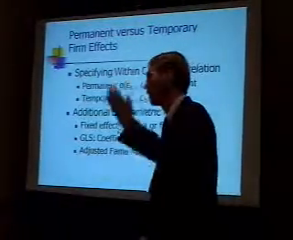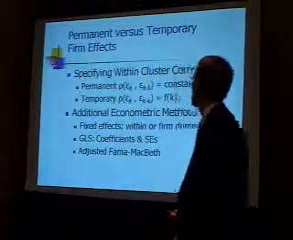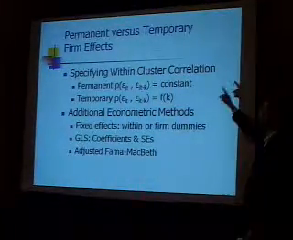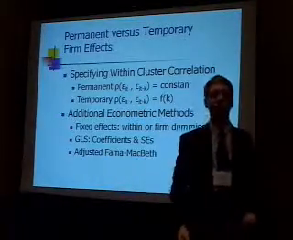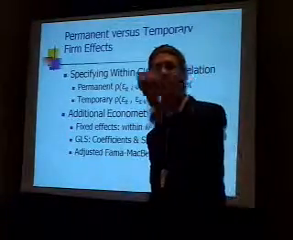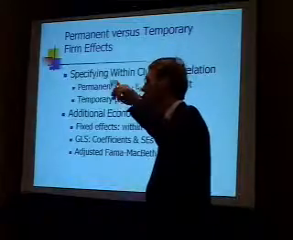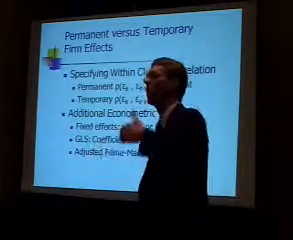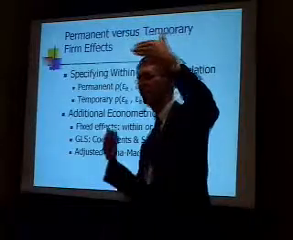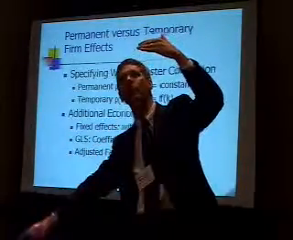On the Fama-MacBeth, on the clustering, not so much. Okay, the permanent one is that correlation is going to be constant. The temporary one, I'm going to have two things. I'm going to have a permanent component that doesn't die away, and that last residual, the eta_it, I'm going to assume is an AR1. So if the permanent effect doesn't exist, and you only have the AR, it dies away pretty quickly.